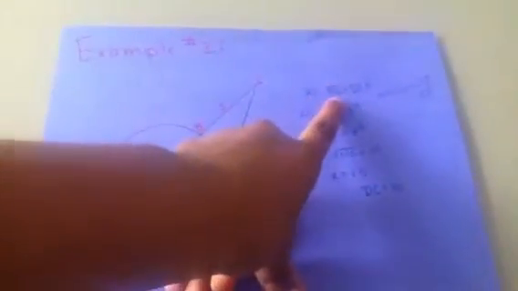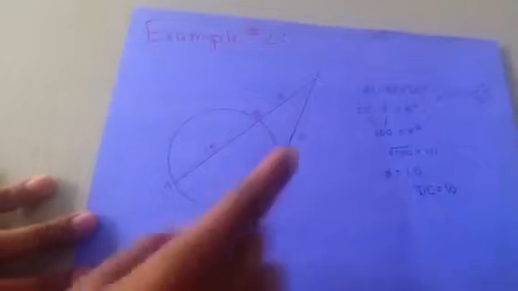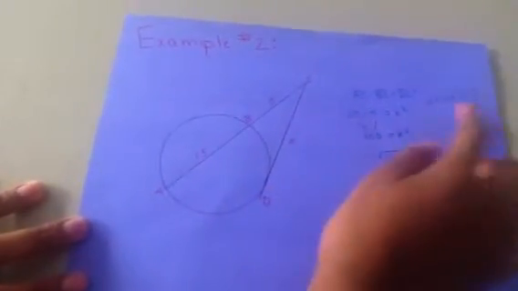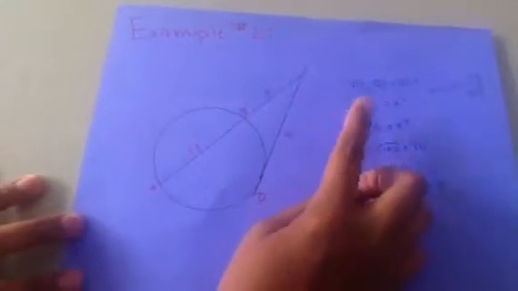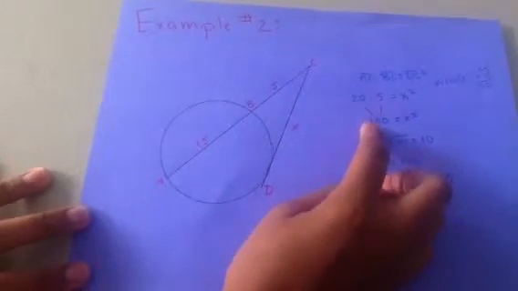Example number 2. The formula for this circle is line AC times line BC equals DC squared. To get line AC, you have to add the whole line up, which is 15 plus 5, which equals 20, and you plug it in. 20 times 5 equals 100. 100 equals x squared. We got x from line DC.